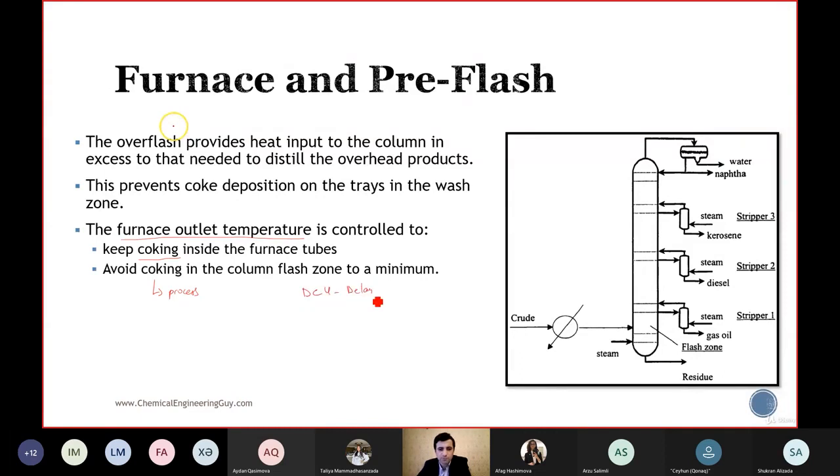Coke is like, I don't know, stone, or in the reactor it becomes like a stone. Then with high pressure steam, we crack it down to like sand, coke. But what happens in the furnace tube is that we have coking.